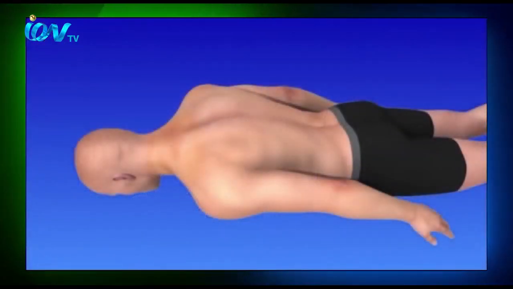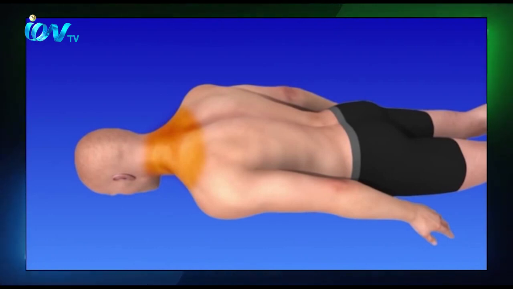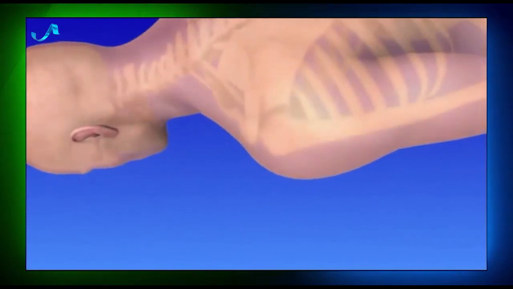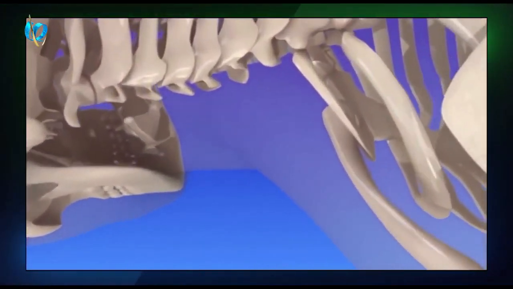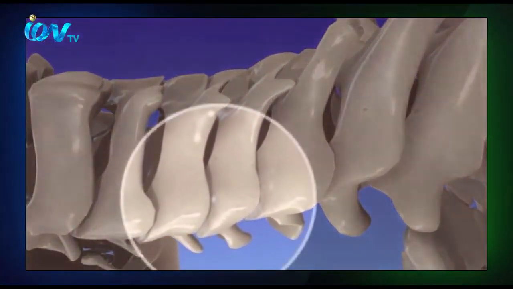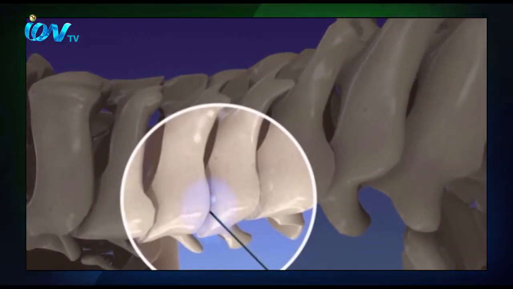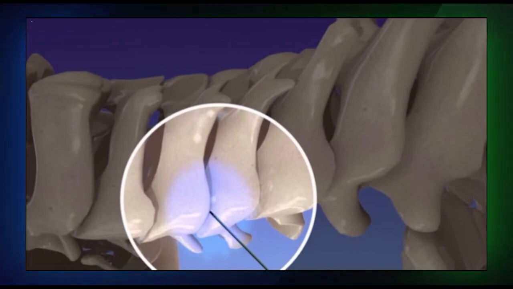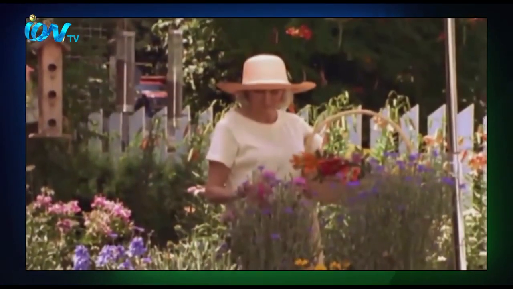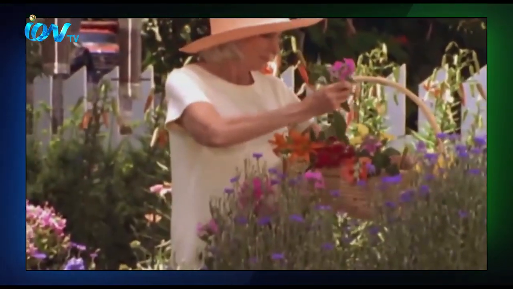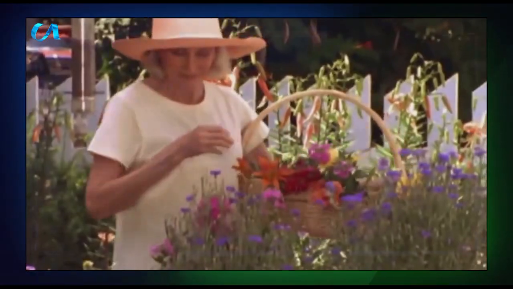Facet injections are outpatient procedures. To begin, the injection site is sterilized and numbed. Your doctor will use a live x-ray to guide the injection needle to the facet joint capsule, and the pain-relieving medication is delivered. You will be able to walk immediately following the procedure, but should take it easy for the next few days. If facet joint injections are successful for you, the procedure can be repeated.